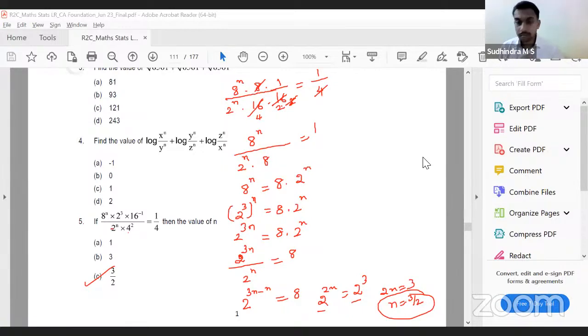Sir, can't we convert the whole equation to the same base, that is 2? You can do that. Still, sir, you get the same. It was 16 raised to the power minus 1. Can it be 2 raised to the power minus 4? Yes. Okay, sir. Done? Complete.